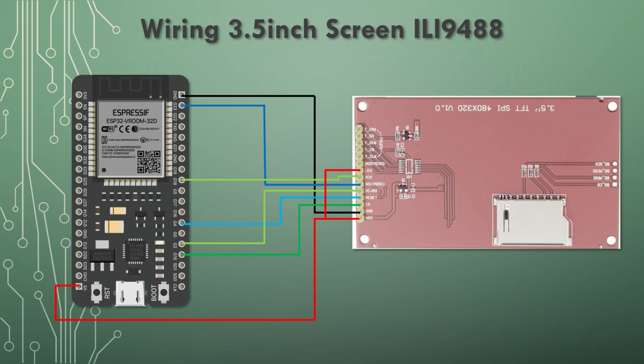The LED pin to control the brightness of the screen is connected to the 5V pin in my case, because I don't want to control the brightness of the display in the code. So I've connected it to the 5V, so it will be at high brightness every time. And finally, the MISO pin is connected to GPIO 19.